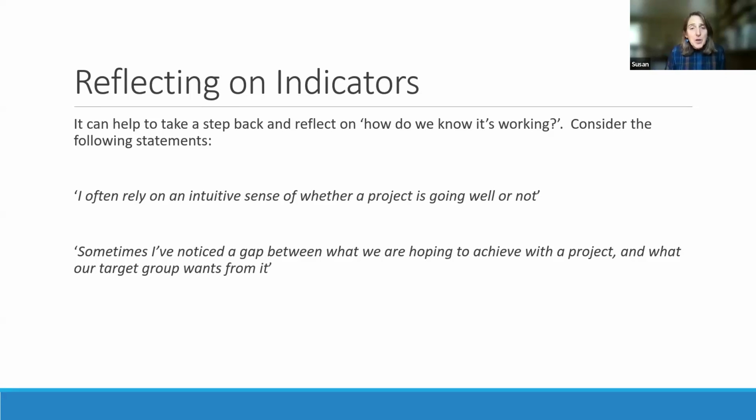There's a quote there, which is that sometimes you notice a gap between what we as an organization are hoping to achieve with a project and what the target group wants from it. And that's really important, because if you have a good relationship with someone in your target group, it's a good idea to show them your draft indicators, because they might say, oh yeah, that's a really good indicator. That's what we're hoping will happen too. But sometimes they might say, well, that's not actually important to us. We don't really care about that.